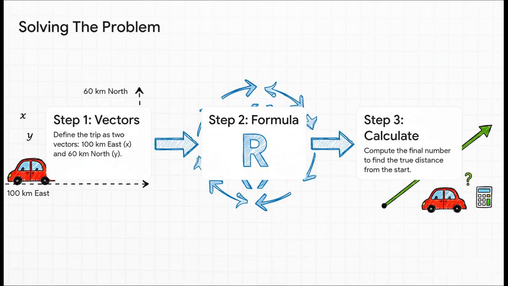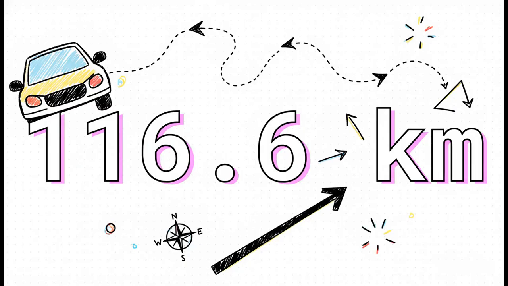Second, we just pop those numbers right into our magnitude formula. And finally, step 3, we just do the math. And there you have it, the real answer. It's not 160 kilometers. It's about 116.6. That's how far you actually are from where you started. See? That's the power of thinking with vectors. It gives you the true picture, not just the one that feels right at first.